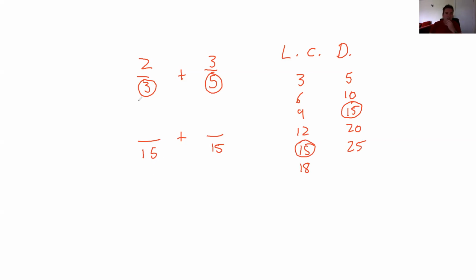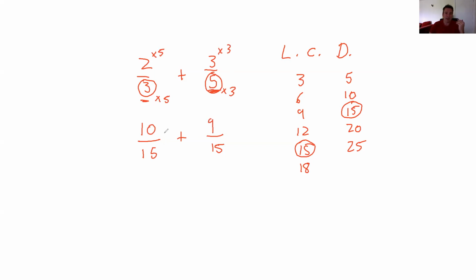So this denominator here started life as 3, now it's 15. What did we do to it? We actually timesed it by 5. In that case, we have to times the numerator by 5. 2 times 5 is 10. So our new numerator is 10. In this fraction, we started life at 5 and it became 15. So we actually times it by 3. So we're going to have to times our numerator by 3. 3 times 3 is 9.